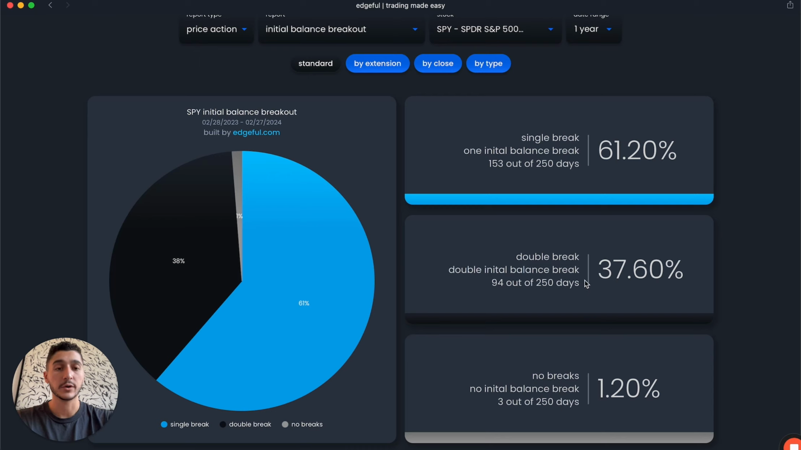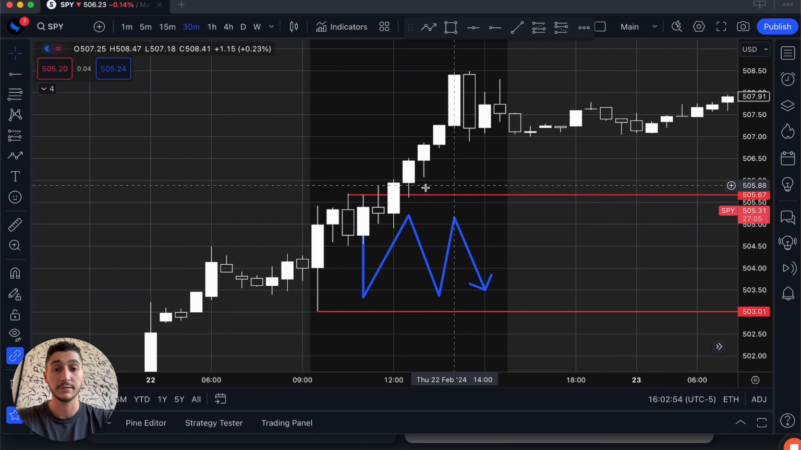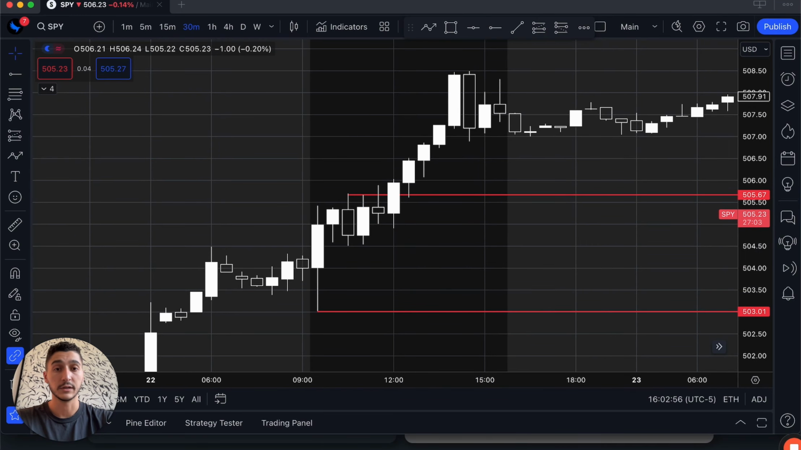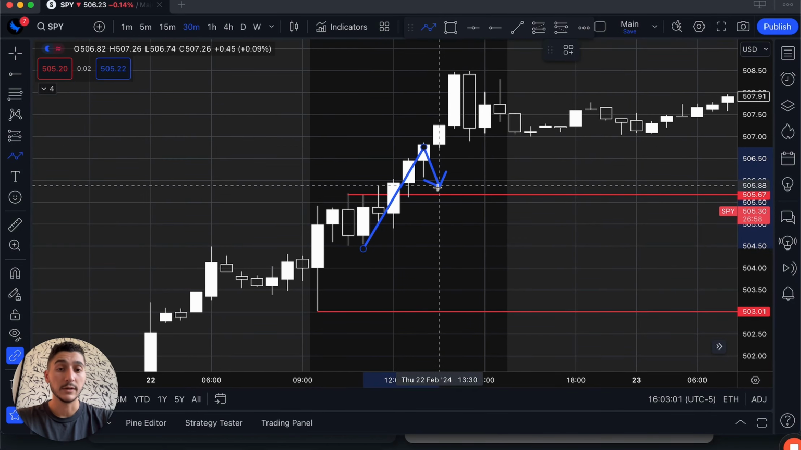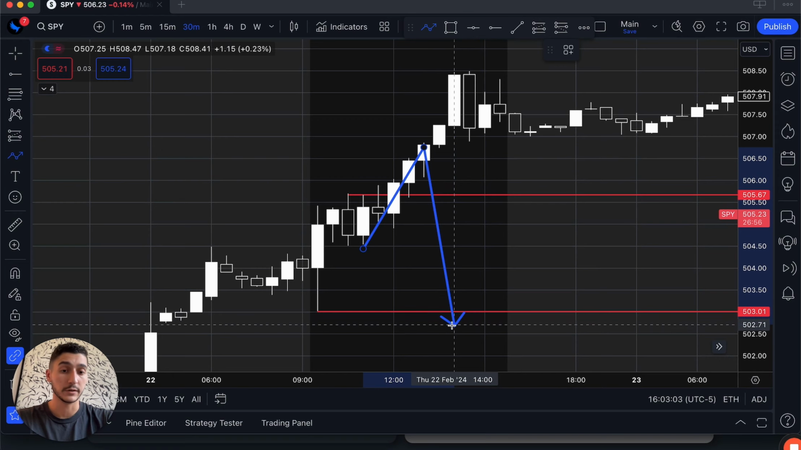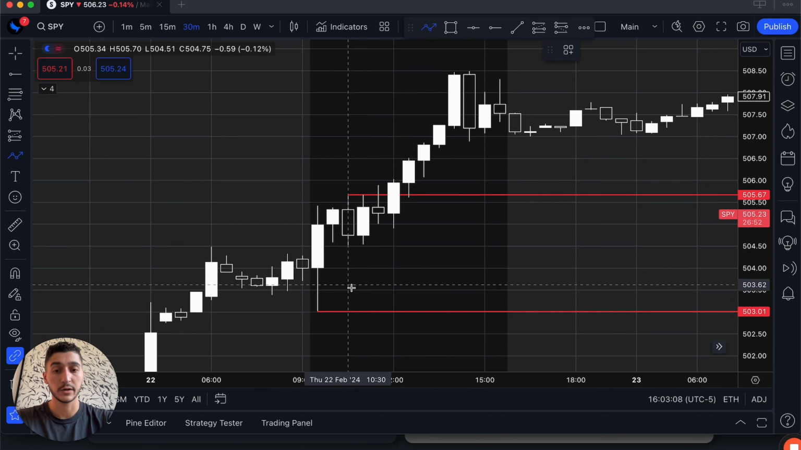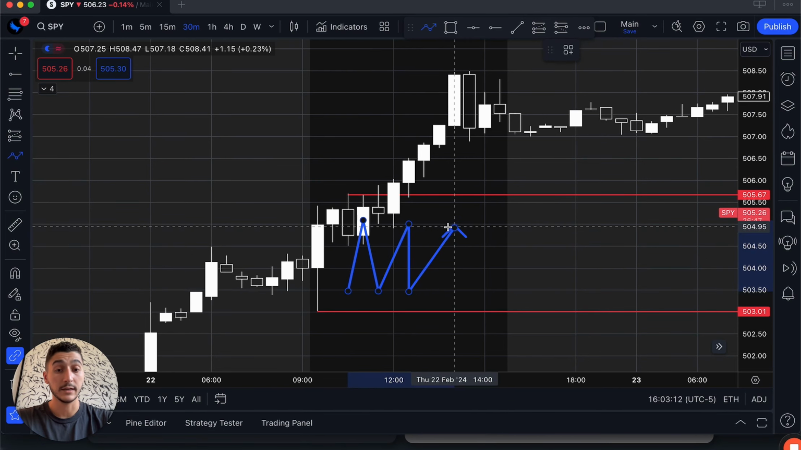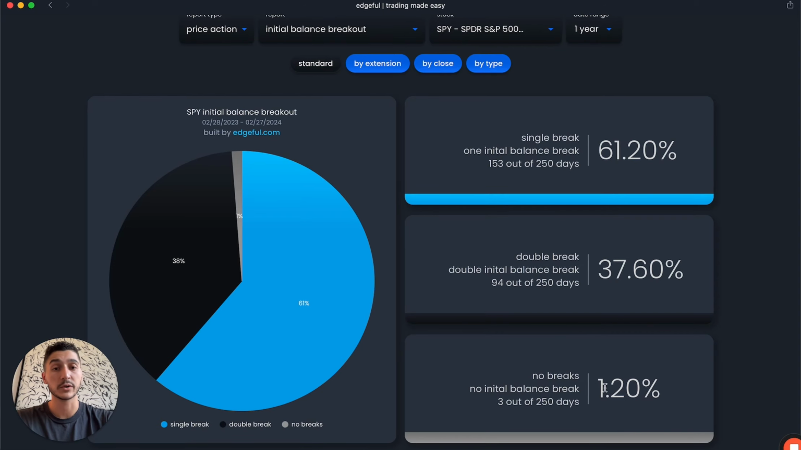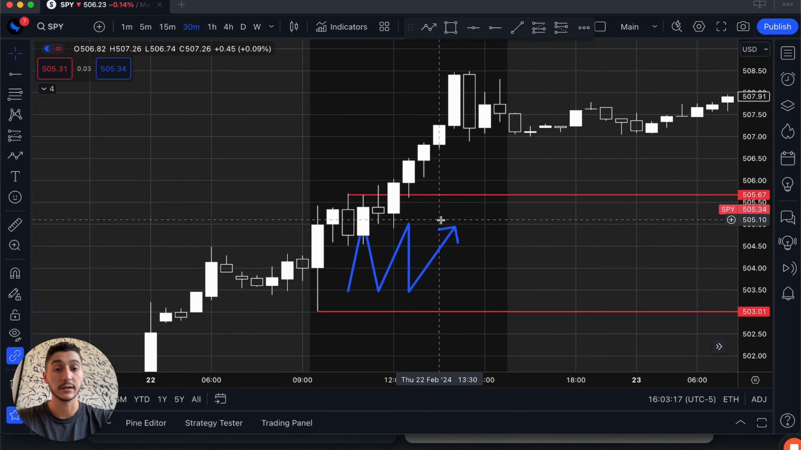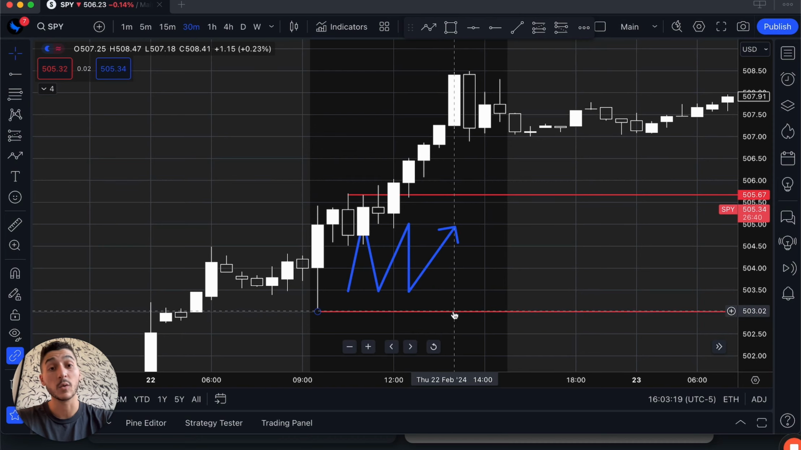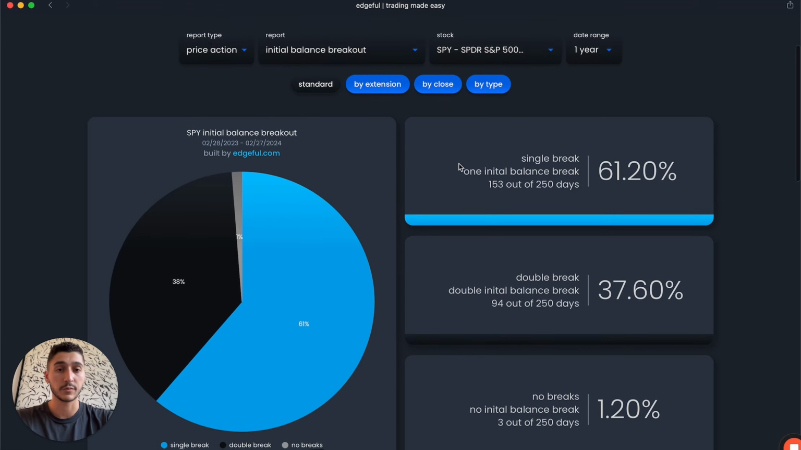So the way that you can use this report is to set the expectations of where price can go. So if it does break out above this initial balance, if it only breaks one side, maybe you don't want to target it for it to fully come back. Or here, I'll just try a different example here. If price is chopping around in here, it's likely not going to stay in there because that only happens 1% of the time in the last year. So you can take a trade expecting a break of either the high or the low. So that's how you can use this report, and I hope this helps.